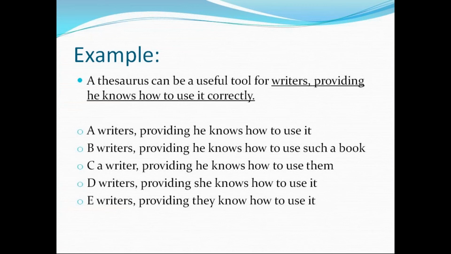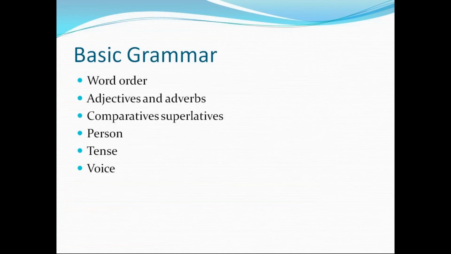Okay. Right. So that's what you have to do in sentence correction. So the basic grammar, these are the types of sentence correction problems we get in the GMAT. Could be word order, adjectives and adverbs, comparatives, superlatives, person, tense, and voice. That's just some of them. So do you know what comparatives are?